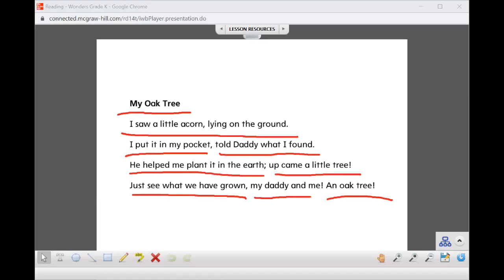An oak tree. So what does the child find? An acorn, right? And what happens when the child plants the acorn in the ground? It grows into an oak tree.